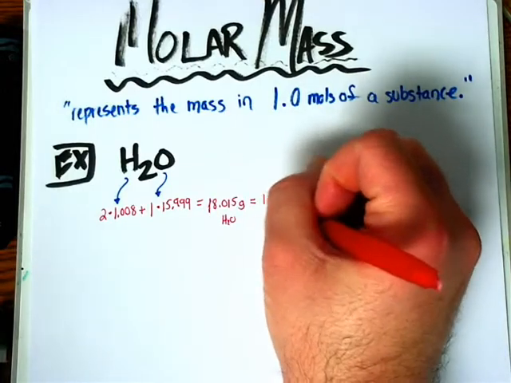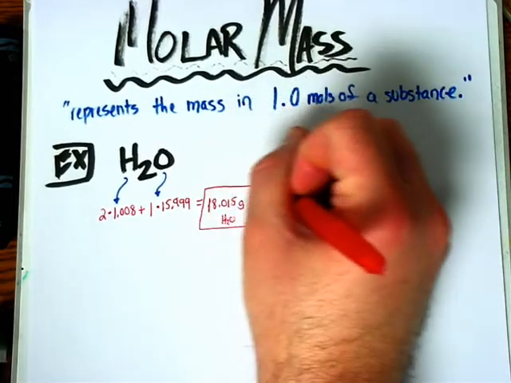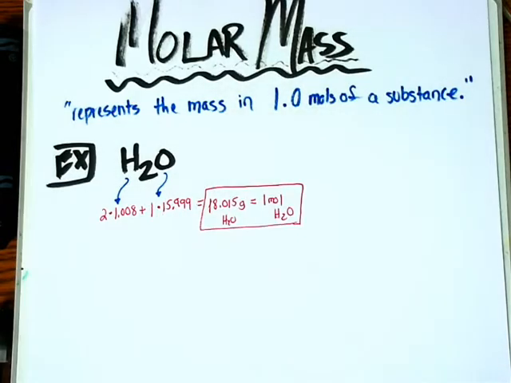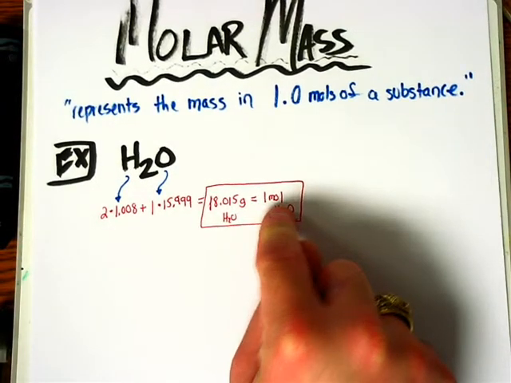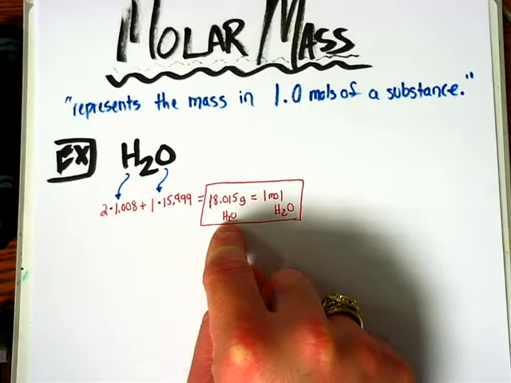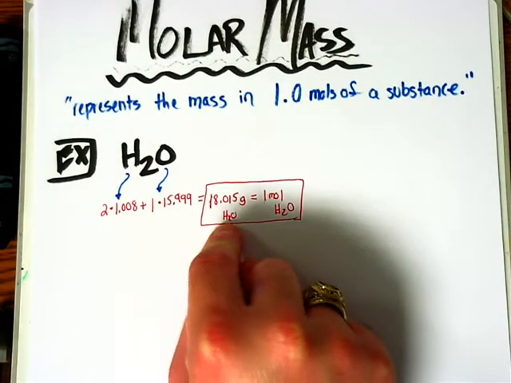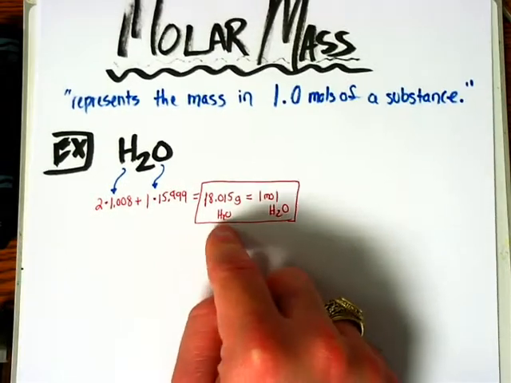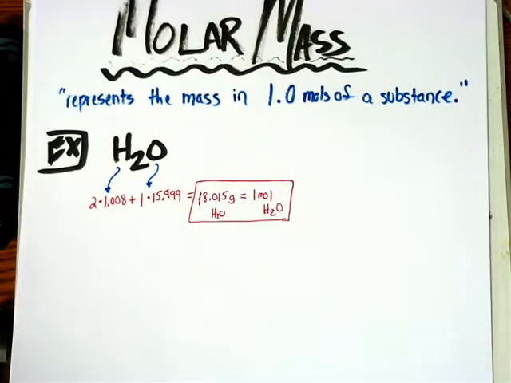If I said I want 1 mole of water because I'm thirsty, how many grams would you go get? 18.015. Agreed? I want 1 mole of water. How many grams do I need? Not all at once, please. 18.015. Makes sense. Okay.